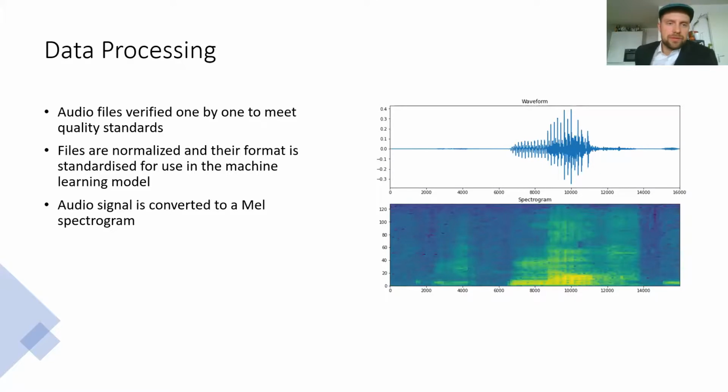After this, followed the stage of data processing, where the audio files, first of all, had to be checked one by one for quality to make sure they're not noisy or that they don't contain the words at all. Then they were normalized so that the volume is the same, and their format was standardized so that they are all encoded in the same way. And then the audio signal was converted to a MEL spectrogram, as you can see in the example in my slides.